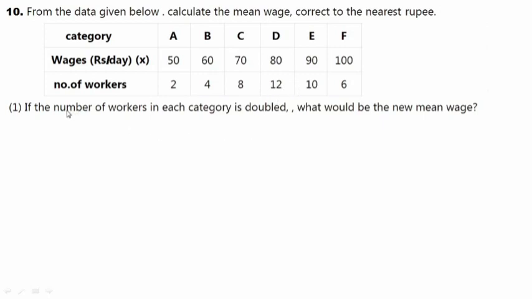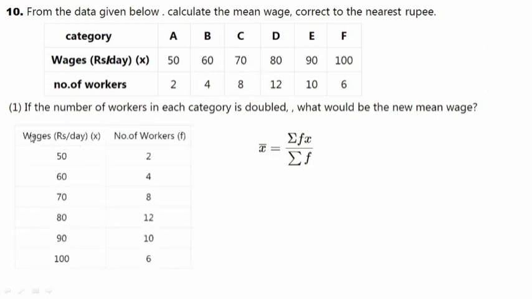First what you need to find is, if the number of workers in each category is doubled, what would be the mean? So this also needs to be found. But first we need to find the mean wage. Here they have not mentioned which method we should use, so we'll try to use direct method. And for direct method your formula is this one, isn't it? So you will convert this table in this way.